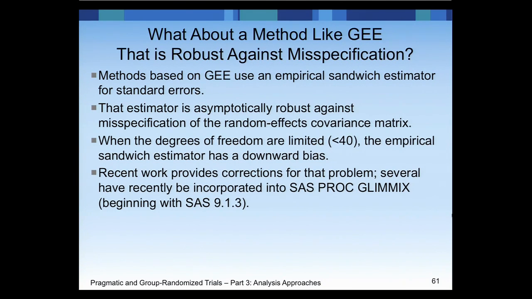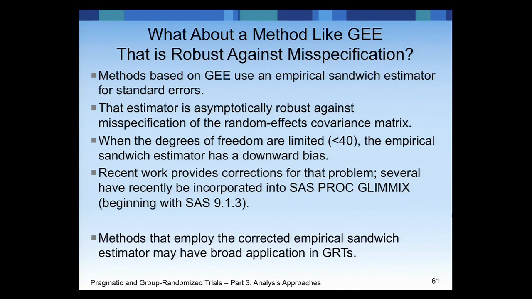Asymptotically means given a large sample size, and here that means given a large number of groups that are randomized to conditions. If we have a smaller study, fewer than 40 groups involved overall, the empirical sandwich estimator has a downward bias, and we can end up with an inflated type 1 error rate. Recent work provides corrections for this issue, and several have been incorporated in some of the common statistical packages, for example, Proc GLIMMIX in SAS, beginning with version 9.1.3.